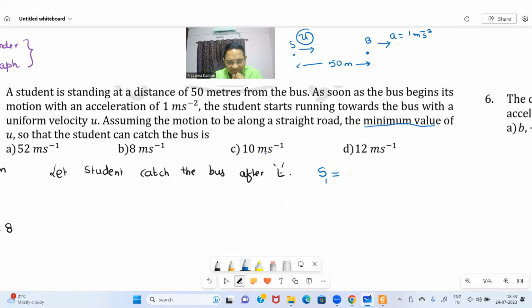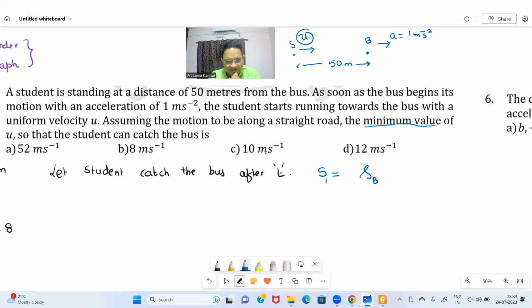So let us say the bus has moved, and that displacement is SB. Let's say this is the displacement the bus has moved. Then how much should he have moved, guys? Let's consider the bus to be a point object, or the length is insignificant compared to the distance they travel. So he has to reach the bus, isn't it? Exactly. So why is it not 50?